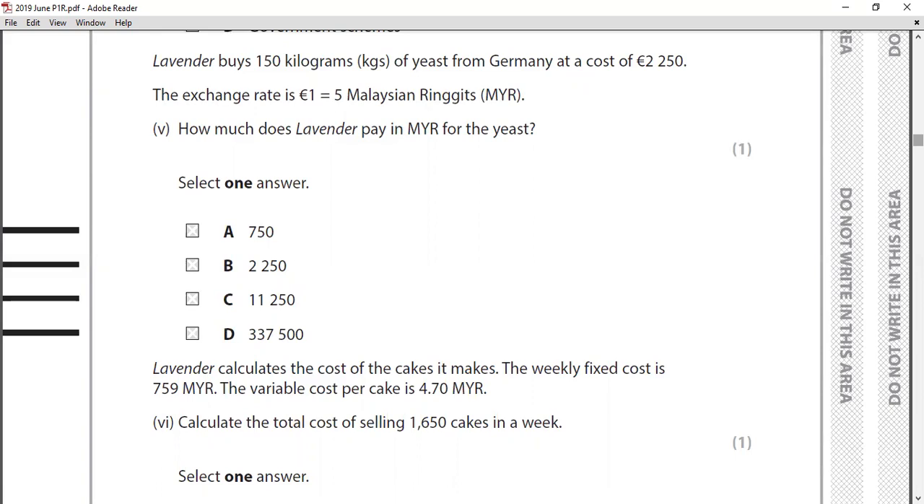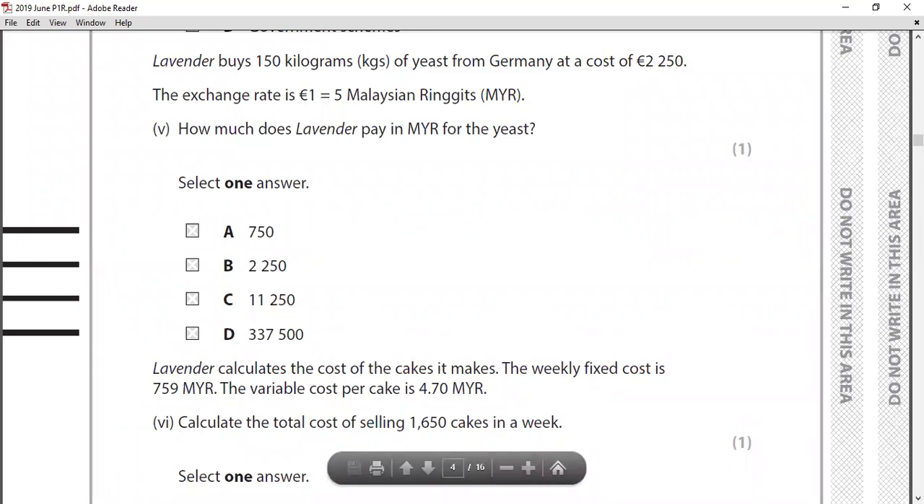And the exchange rate for Euro and Malaysian Ringgit is 1 euro equal to 5 Malaysian Ringgits, 1 to 5. So they're asking how much does Lavender pay in MYR or Malaysian Ringgit for yeast. So you have to multiply 2,250 by 5, then you can get the value of 1 kilo.